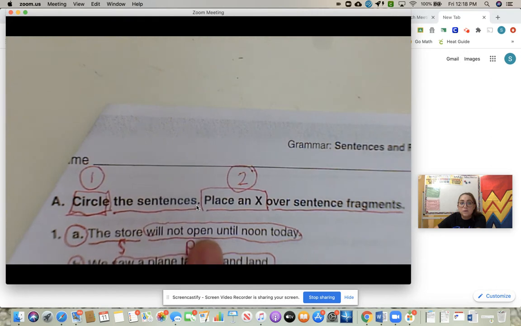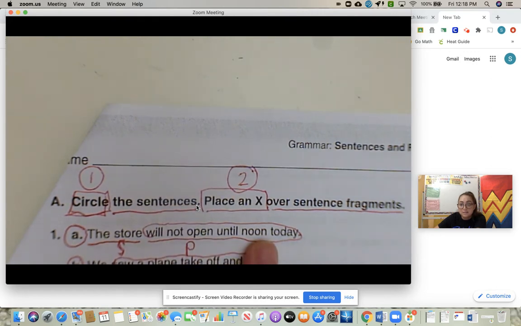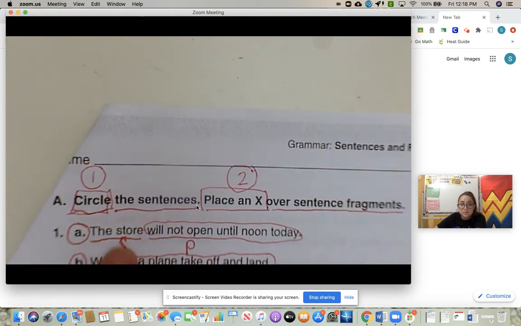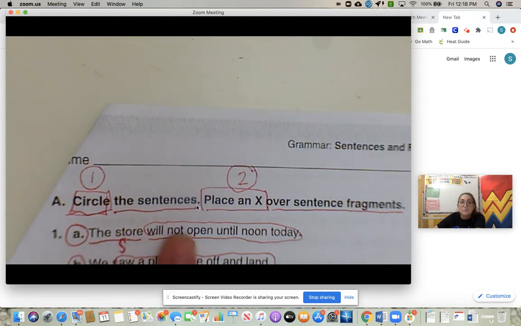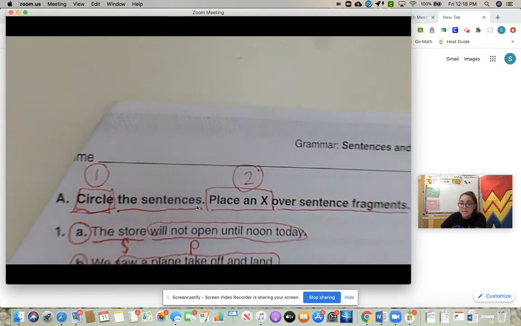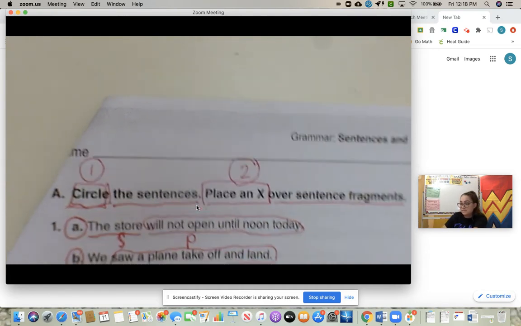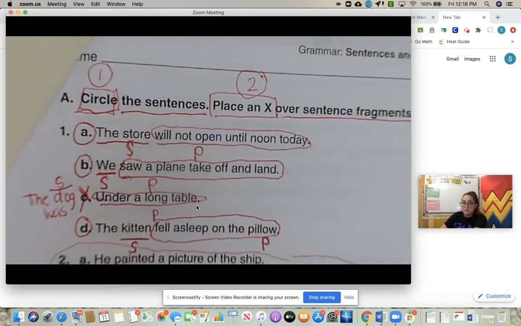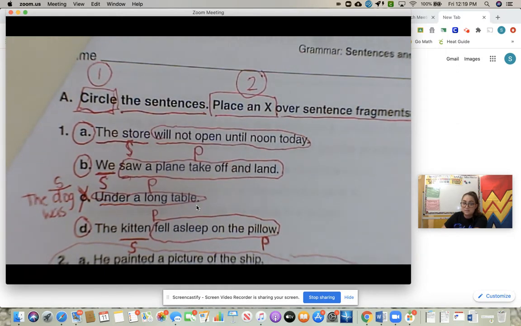So the store will not open until noon today is a complete sentence. The store is our subject, and the subject is who or what the sentence is about. Then the predicate is what is the subject doing? Well, will not open until noon today. So it's not opening is our predicate. Okay, so please work on the rest. If not, you can pause.